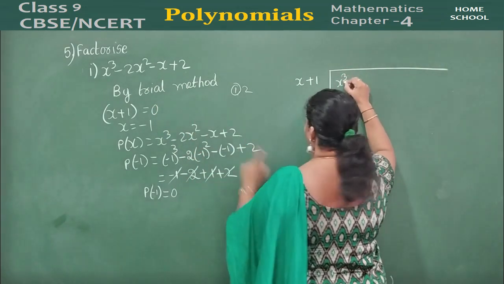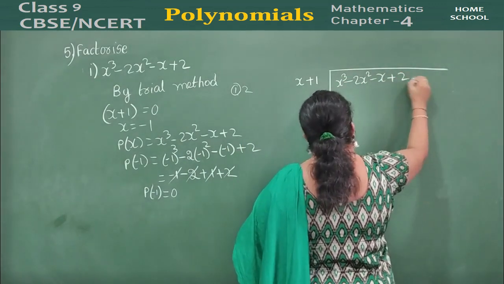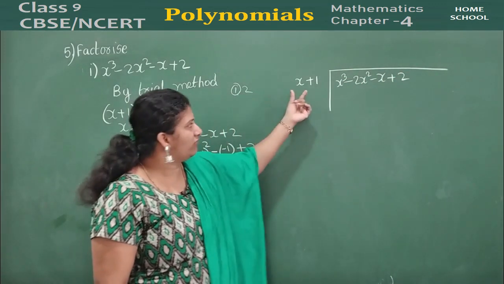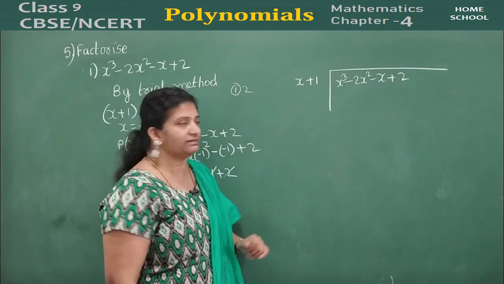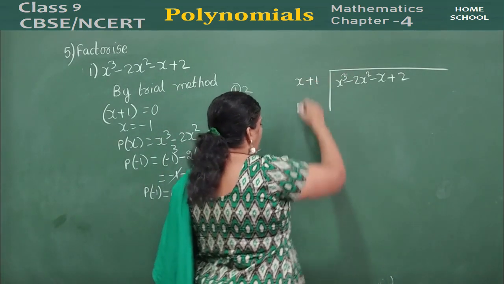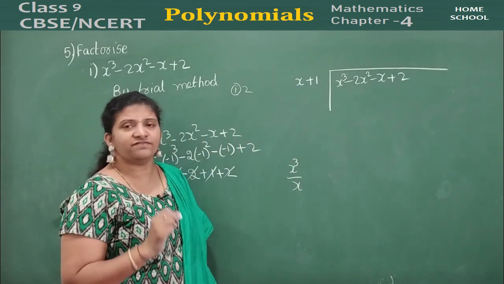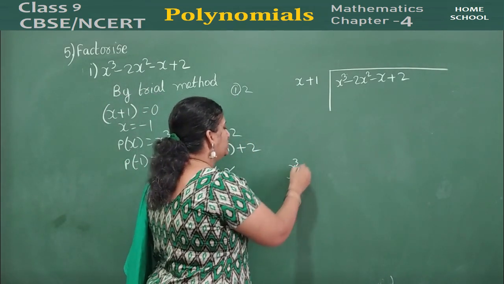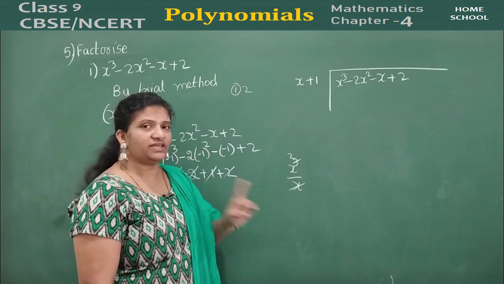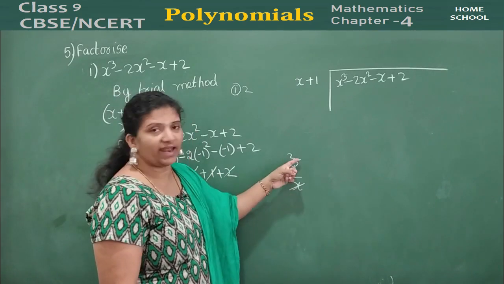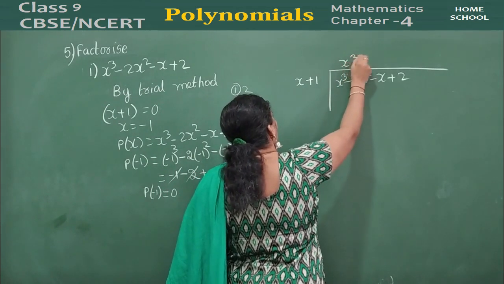x cube minus 2x square minus x plus 2. Okay, with one factor that we got, if we divide, we are going to get the other 2 factors. x cube by x: dividend first term by divisor first term, you need to divide. So look here, x cube means 3 x's will be there. x means only 1. When you cancel 1 x, 2 x's will be left. That means x square, write it here.